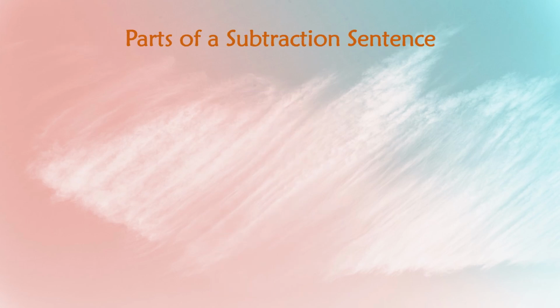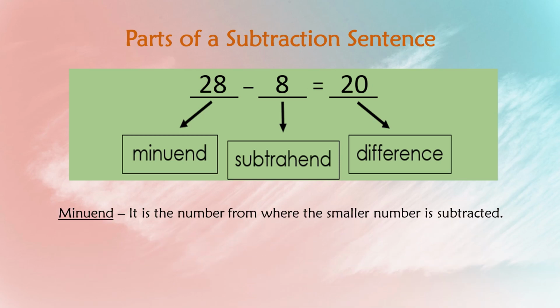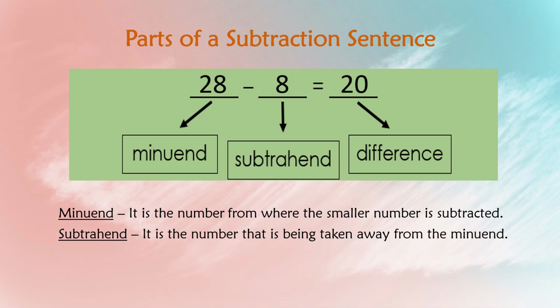So now let's have the parts of a subtraction sentence. 28 minus 8 is equal to 20. 28 is called the minuend, 8 is the subtrahend, and 20 is the difference. Minuend is the number from where the smaller number is subtracted. Subtrahend is the number that is being taken away from the minuend. And the answer in subtraction is called the difference.